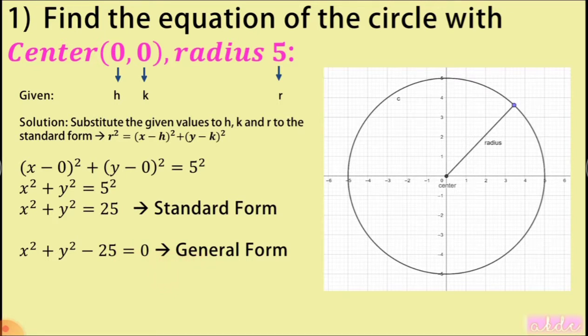For the graph, center is at 0, 0, so center is at the origin, and the radius is 5, meaning from the center to any point on the circle, the distance should be 5 units. So from the center, count 5 units upward, 5 units downward, 5 units to the left, and 5 units to the right, and then using your compass, just connect the 4 points. So we are going to have the circle that looks like this one.